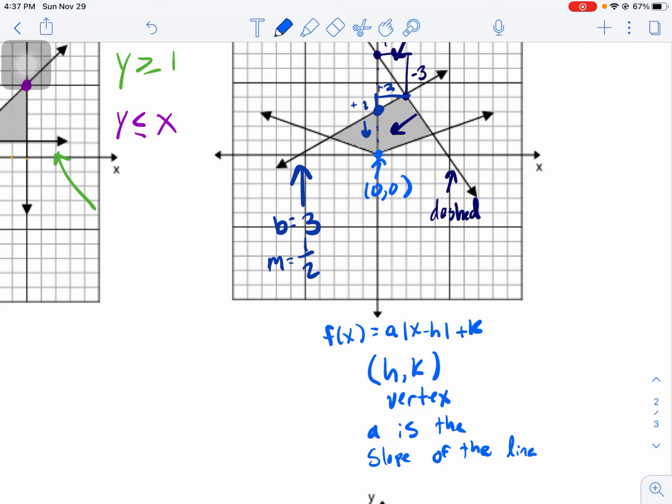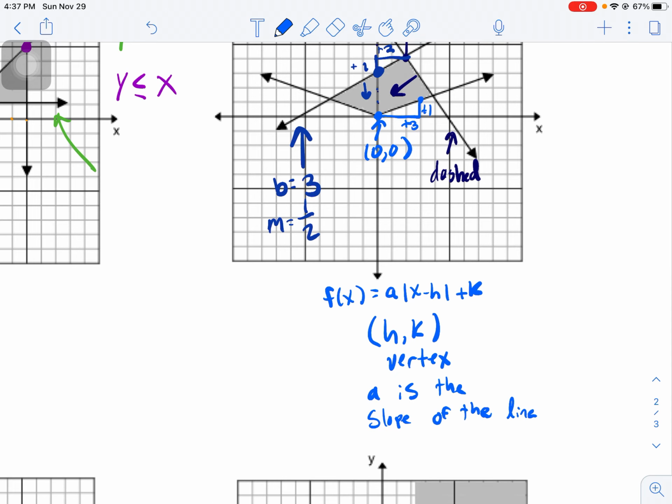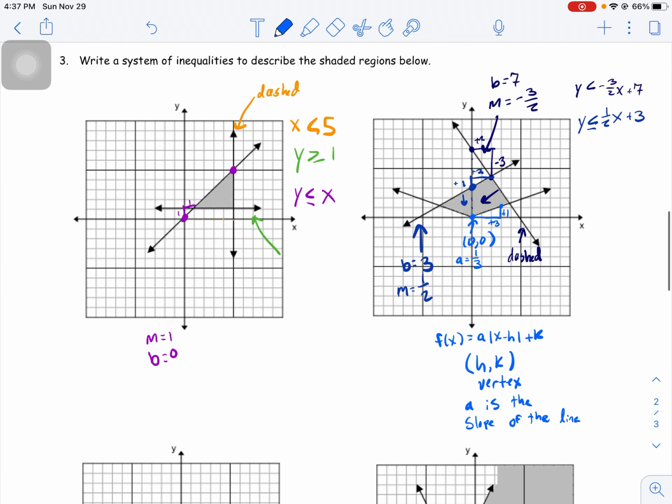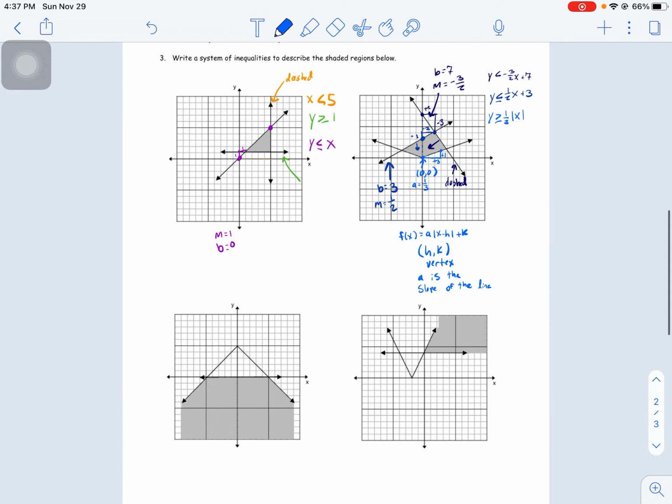The slope of this line, it looks like we're going to the right 3 and going up 1, so the slope would be 1 over 3. So we have a is equal to 1/3. Then how we're going to write this equation: it's shaded above, so y is greater than or equal to, for shading above. And then the slope goes first, so 1/3, times the absolute value of x minus 0, so x plus 0. So that's the equation, y is greater than or equal to 1/3 absolute value of x.